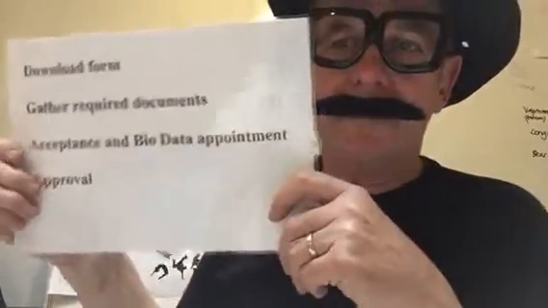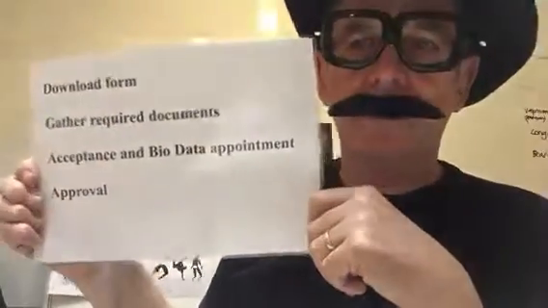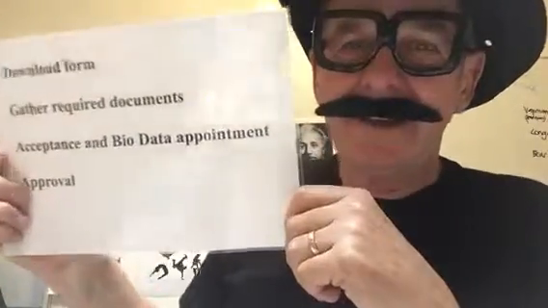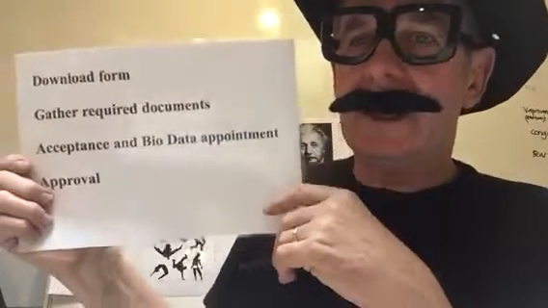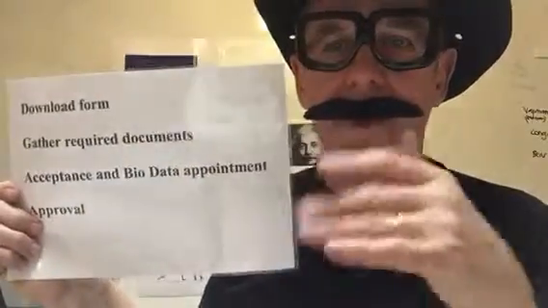So that's the beginning. Now the four things you do: you download the form, and it's a 30-page form. That's right, it's a bit of a mare. Then you've got to fill it in. Makes sense, right? And then you've got to gather some required docs. You've got to have your passport, your photo, a bank statement, and depending on your application, you might have other things to gather as well.